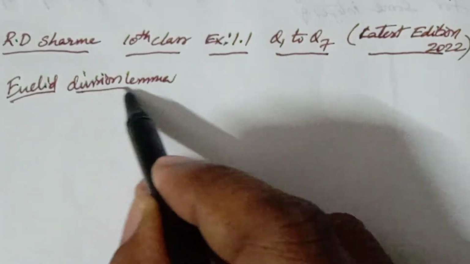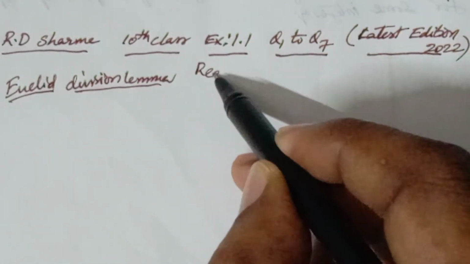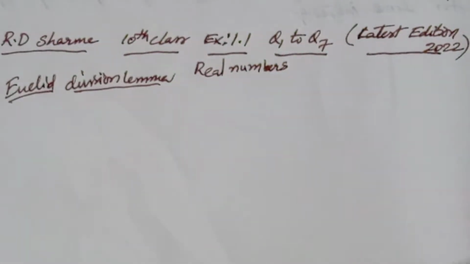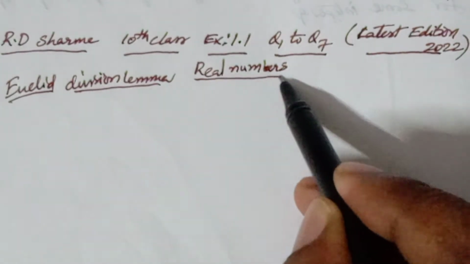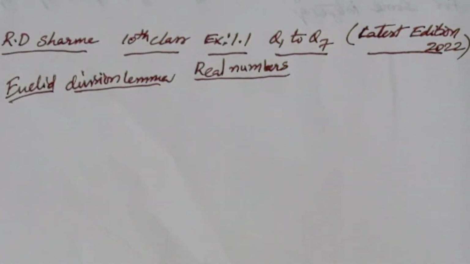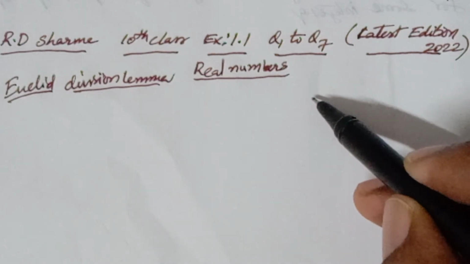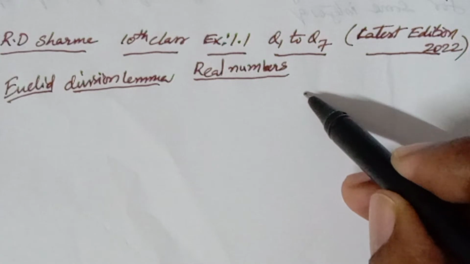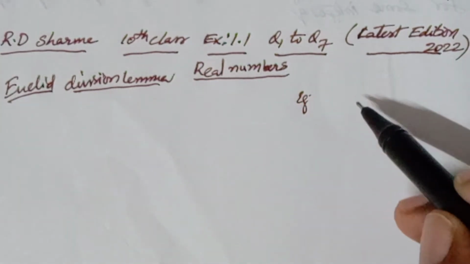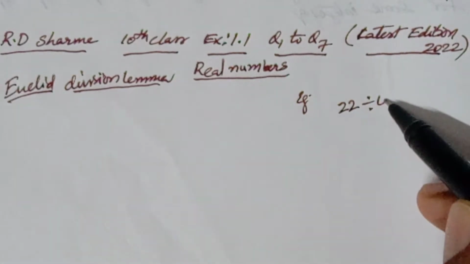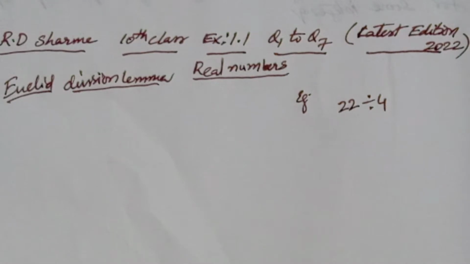So here, before going to the topic, real numbers, the heading of the chapter. Before going to the problems, you have to know about Euclid division lemma. Euclid division lemma is nothing but division rule. Before going to this, I want to explain by taking one example. Example I am taking: dividing 22 by 4.